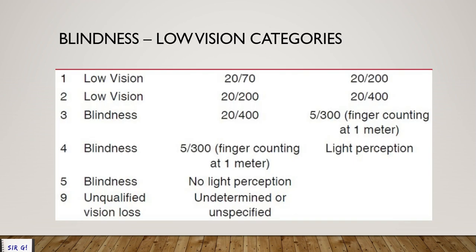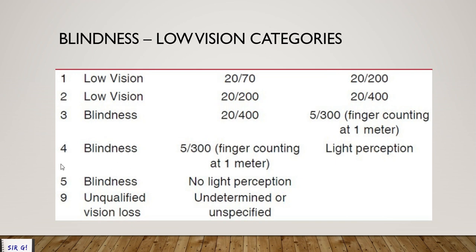I have something here. Your blindness or low vision categories. Here is your category 1, 2, 3, 4, 5. There are 5 categories. Don't worry, this is in your book. And we have your 9, qualified vision loss. Category 1 and 2 is considered low vision. 3, 4, and 5 is now considered blindness.